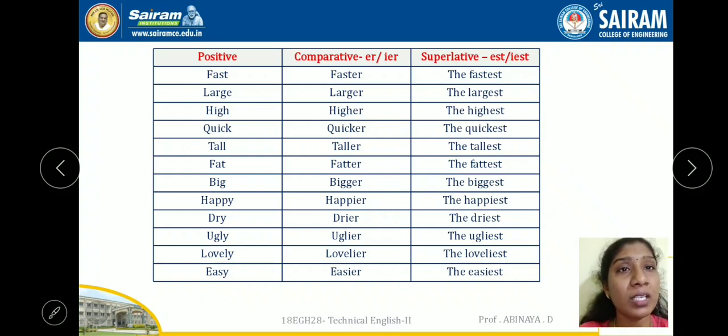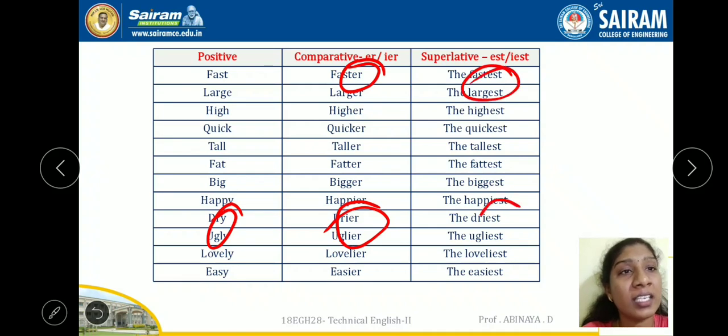Okay. So while changing a normal positive adjective form to comparative, we have to use ER. If the normal adjective form ends with Y, we have to use IER. Here EST and here IEST, right? But see here, fast, large, high, quick, tall are in a single syllable, right? A monosyllabic word. So we are using this ER and EST to show the difference, comparative and superlative.